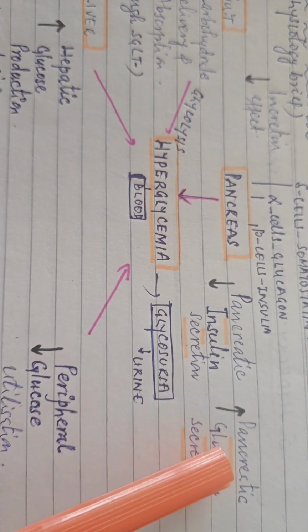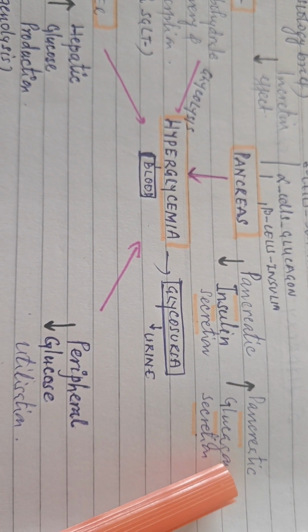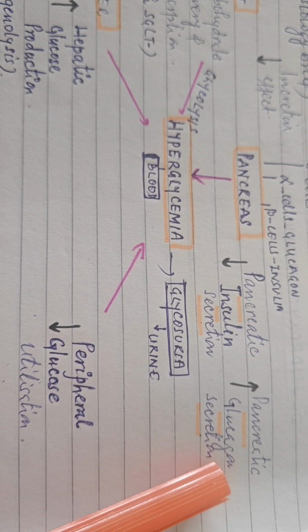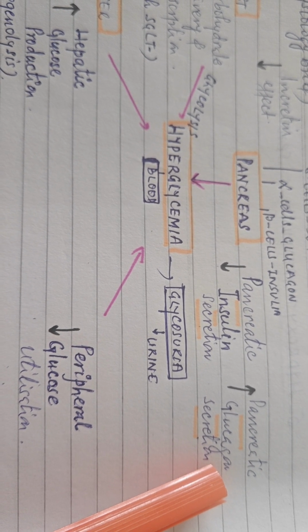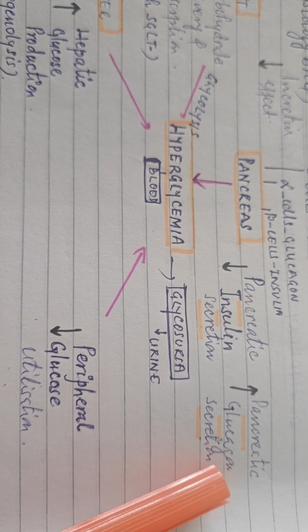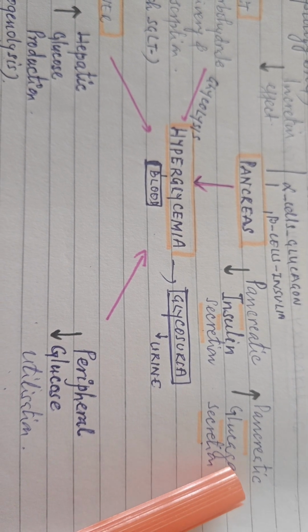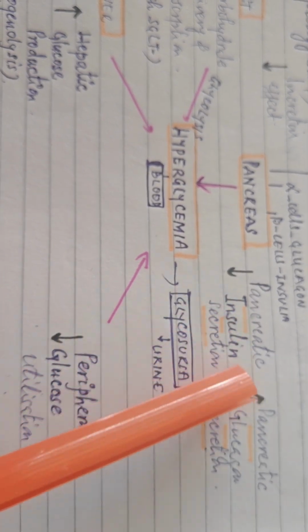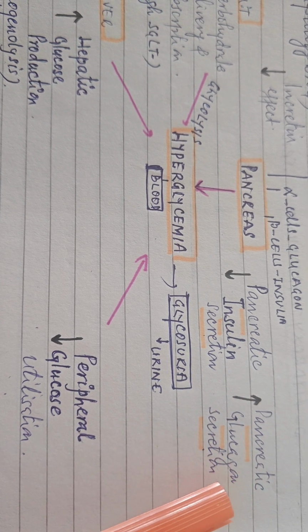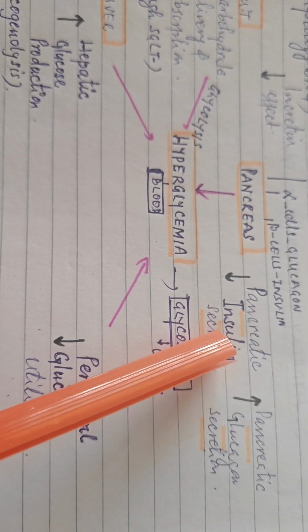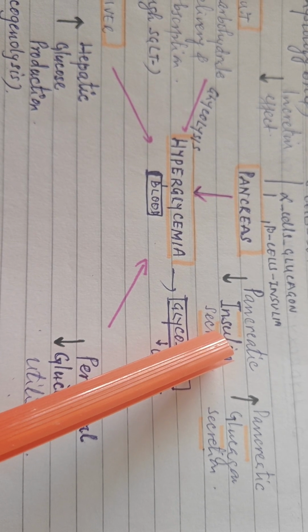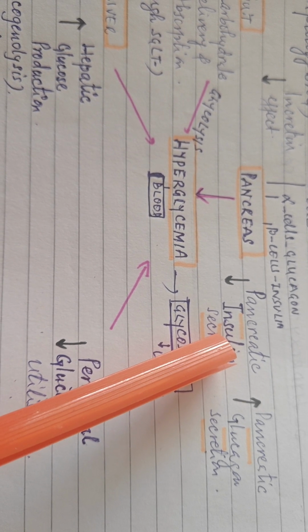Other possibility is that glucagon secretion is in excess. Pancreas also secretes glucagon from its alpha cells. The physiology of glucagon and insulin are opposite to each other. If glucagon secretion is in excess, naturally there is a reduction in insulin secretion that is unfavorable for diabetes.